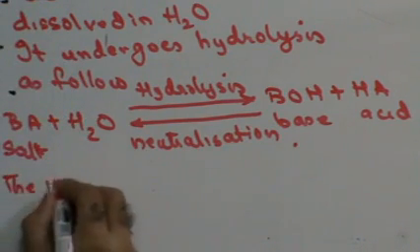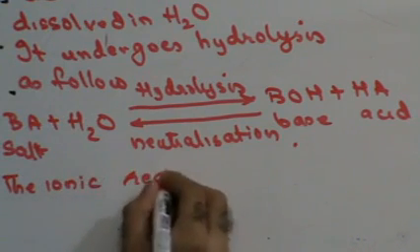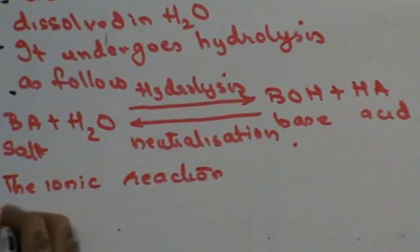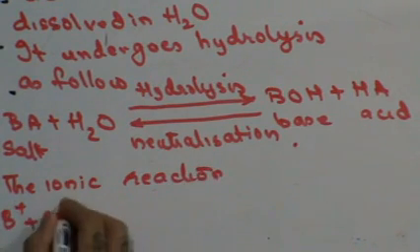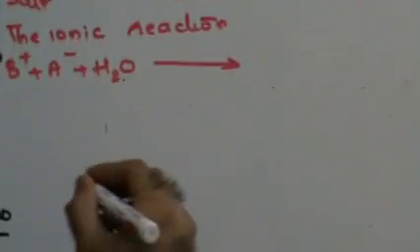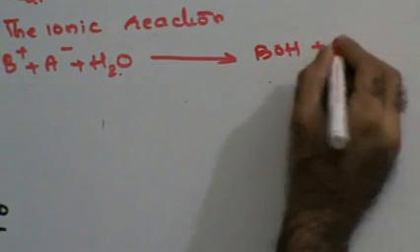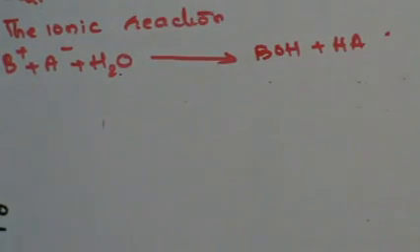The ionic equation: the salt dissociates to give you B+ plus A-. Water as it is will give you BOH plus HA. Right? That is what hydrolysis is. Hydrolysis is when the salt reacts with water to give you an acid and a base. Fine, do we get this?